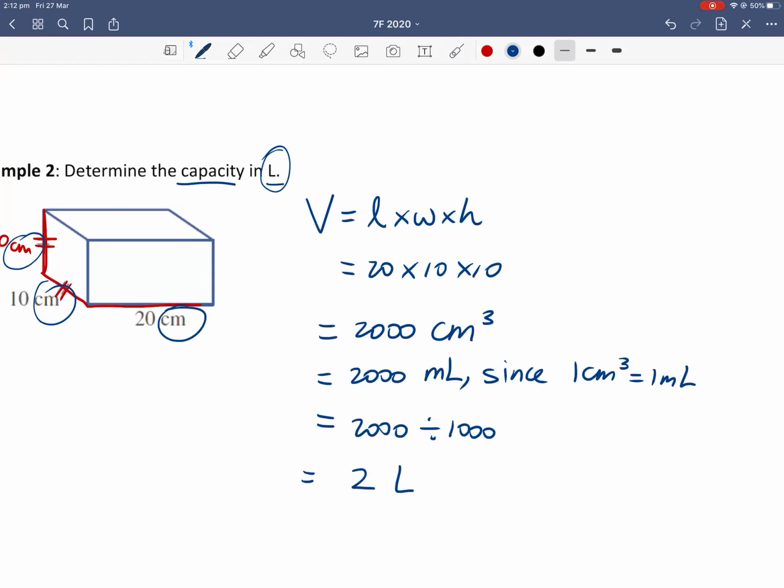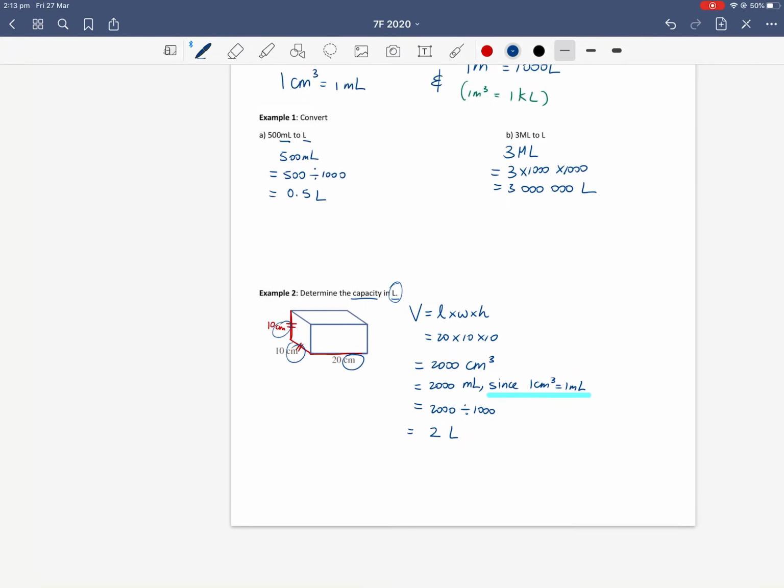2 liters. So make sure when you're solving these problems, you give me a little explanation of why 2,000 centimeter cubed immediately becomes, next line, 2,000 milliliters, because 1 centimeter cubed is 1 milliliter, and then converting it to 2 liters. So that's a nice, simple, familiar question.